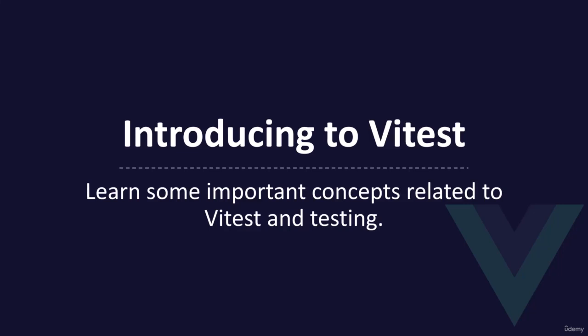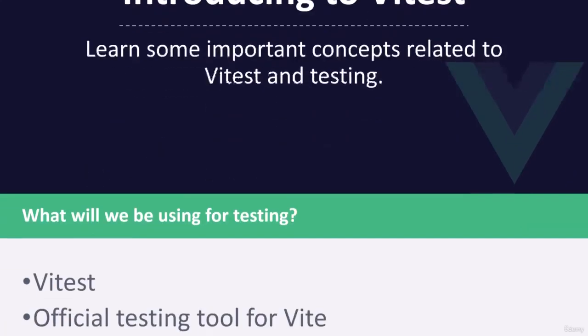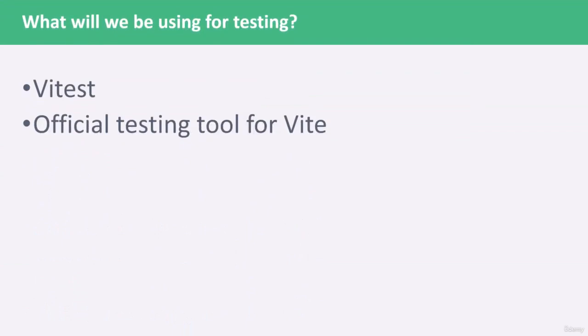There are a couple of important concepts to discuss before writing a single line of code. There are a couple of questions I want to answer. The first question is, what are we going to be using for testing? Just like there are different frameworks for creating apps, there are various libraries for writing tests. We have quite a few options.